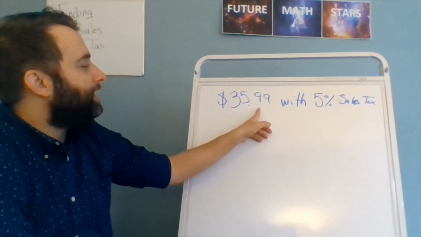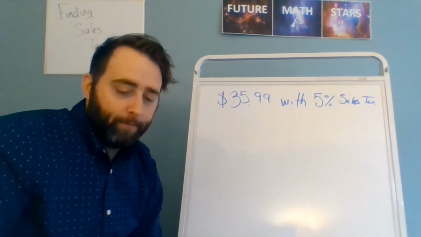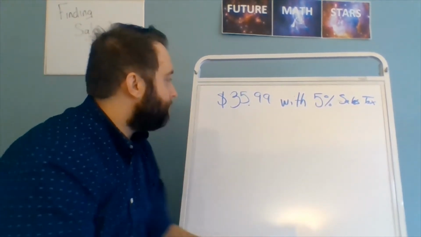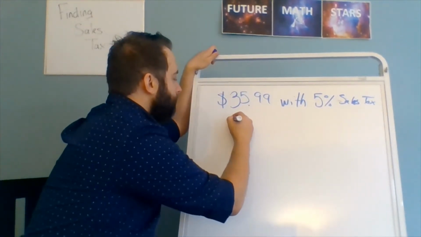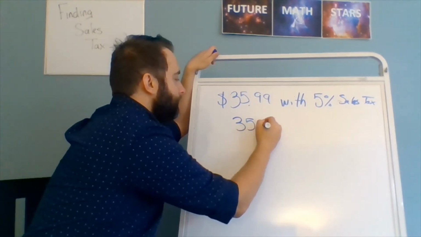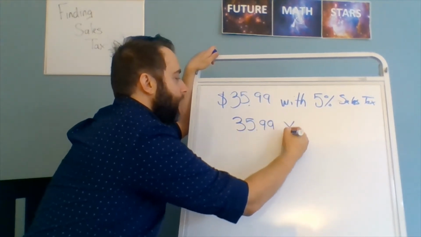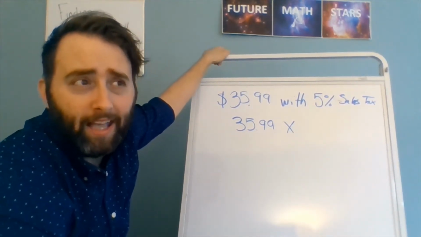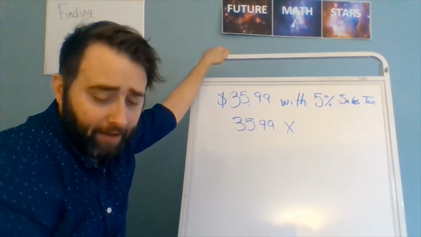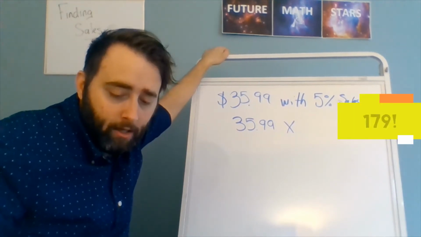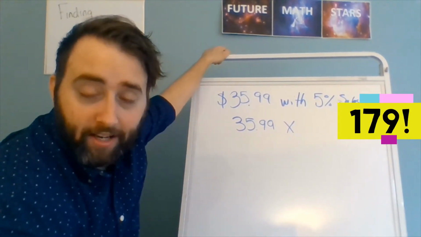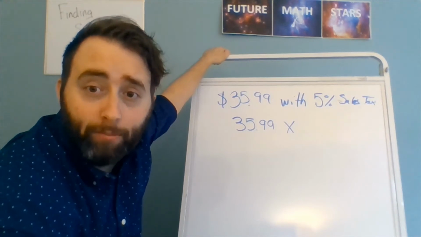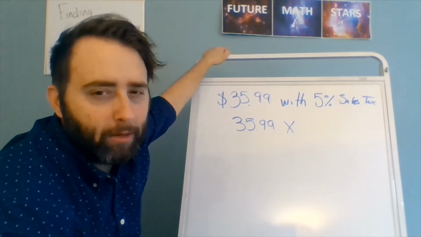So $35.99 with a 5% sales tax. In order to literally do the math, I have to do $35.99 times 5%. But I can't really multiply a percent. It's not going to be $35.99 times 5, because that will give me $179. That is way too much. Kind of gives us a clue on what we are going to pay though.